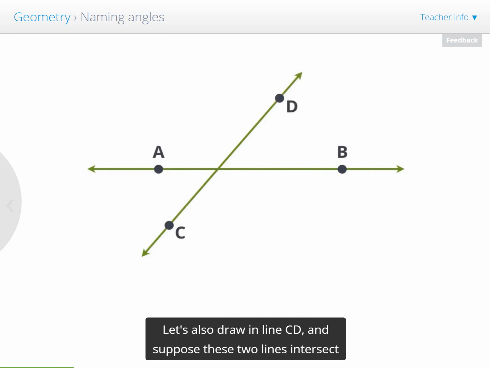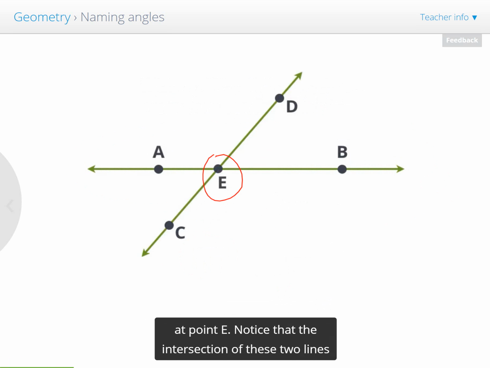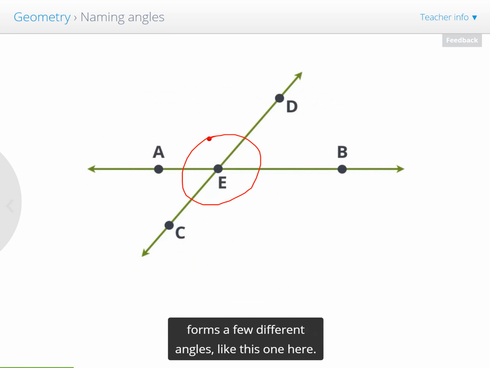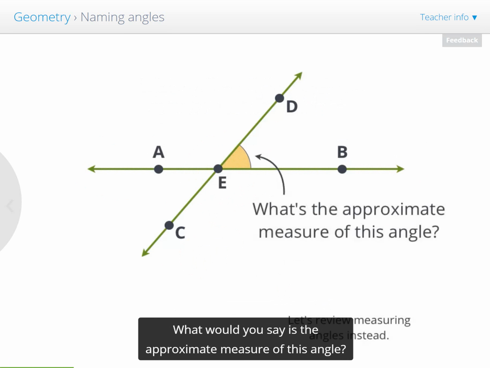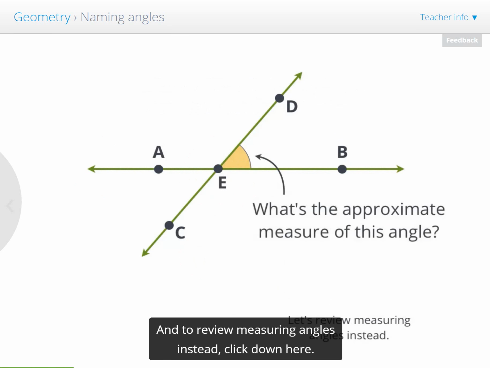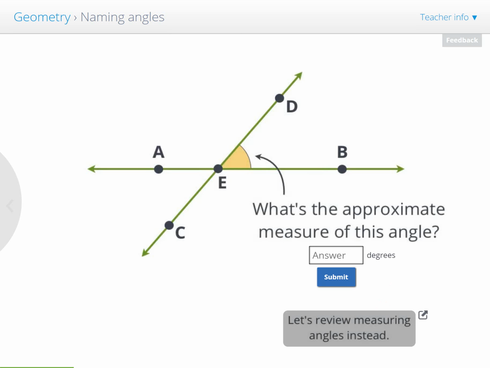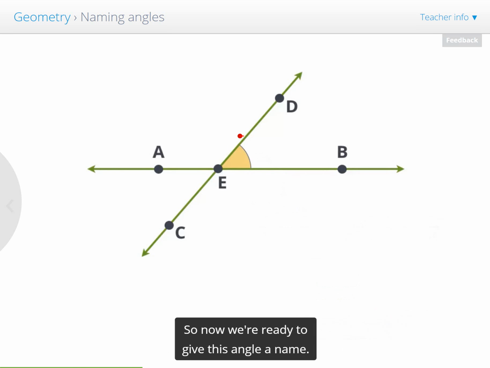Let's also draw in line CD, and suppose these two lines intersect at point E. Notice that the intersection of these two lines forms a few different angles, like this one here. What would you say is the approximate measure of this angle? And to review measuring angles instead, click down here. Nicely done. So now we're ready to give this angle a name.